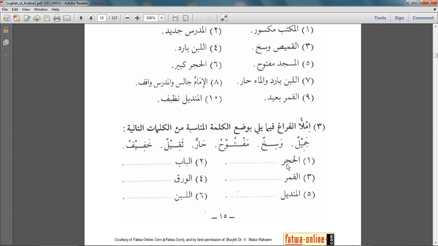So number 1, al-hajaru thaqilun, the stone is heavy. Number 2, al-babu maftuhun, the door is open. Number 3, al-qamaru jamilun, the moon is beautiful. Number 4, al-waraku khafifun, the paper is light. Number 5, al-mindilu wasikhun, the handkerchief is dirty. And number 6, al-labanu harun, the milk is hot.